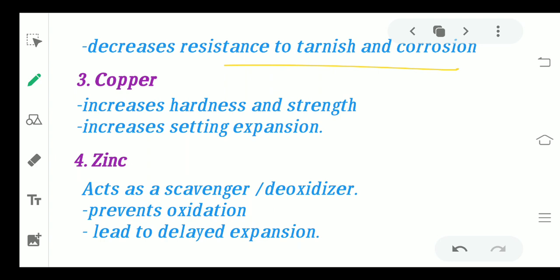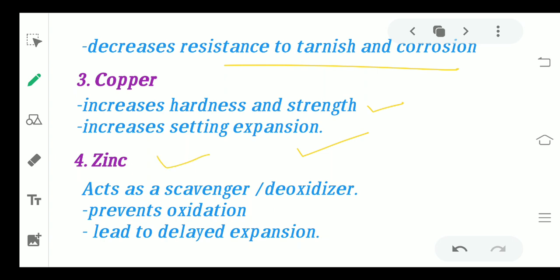Moving to the next element, that is copper. Copper usually increases the hardness and the strength of the material and also leads to setting expansion. Now why is it a good feature? For example, if you have done any restoration and in future there is any gap or any microporosity left there, or any chances of micro leakage, then expansion can fill that space, and so it is a good factor.